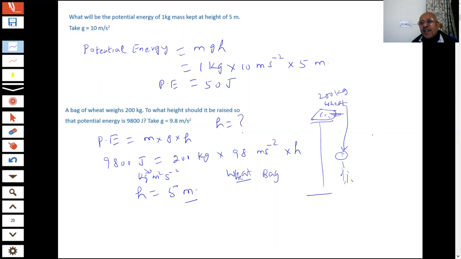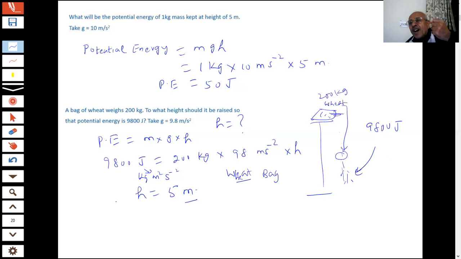Now the story is important. See, you are on the ground, supposing, and the 200 kg falls. How much potential energy is there? It has 9800 joules. It will transfer it to your head, student. Then what will happen? It will be smashed. And here was a book, student, or whatever, of only 1 kg mass. That will transfer 50 joules. This is going to transfer 9,800 joules, student. Lot of energy.